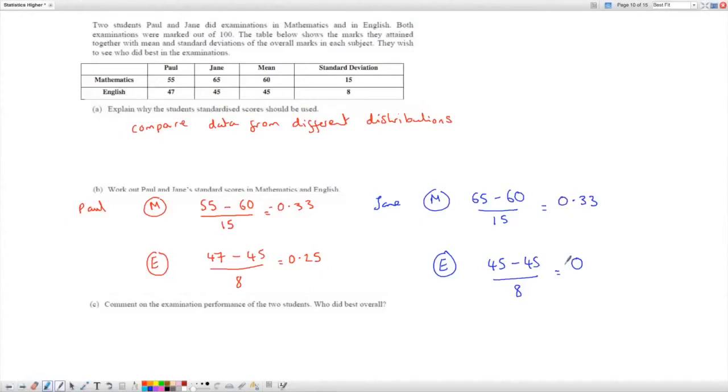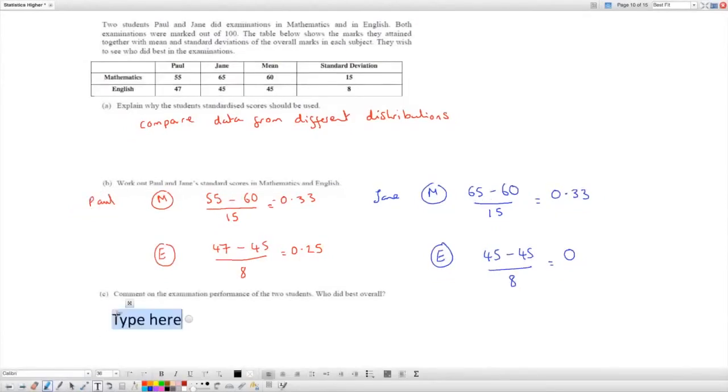We then need to comment on the examination performance of these two students. So there are a few things we can say. First, if we take a look at English, we can compare our English scores here. This is larger, it's more positive. Therefore, Paul did better in English. So our first comment can be related here to English. So Paul did better in English.